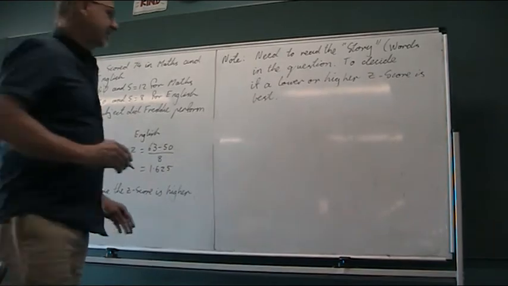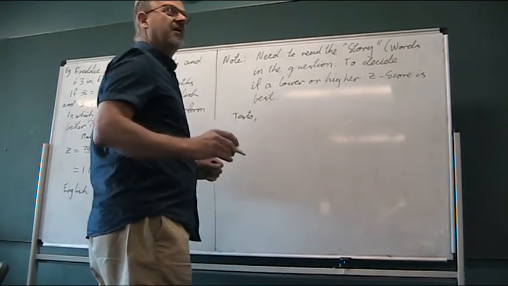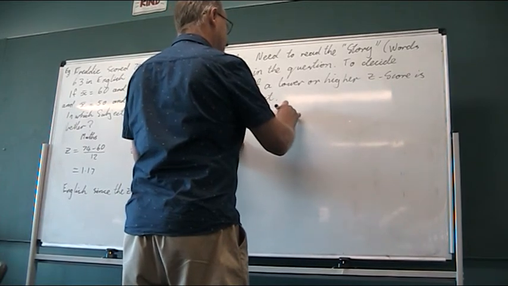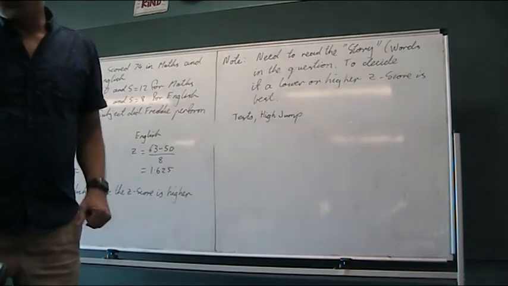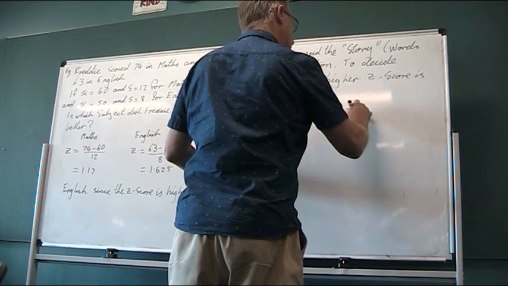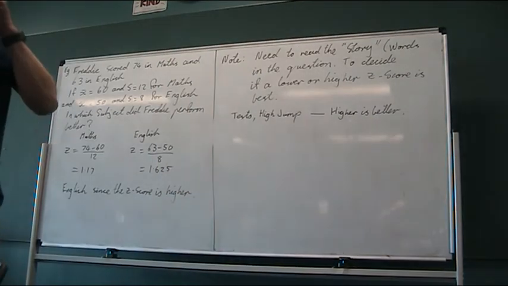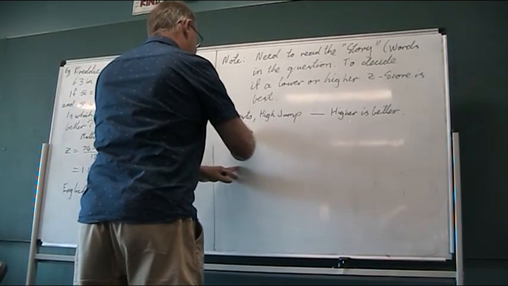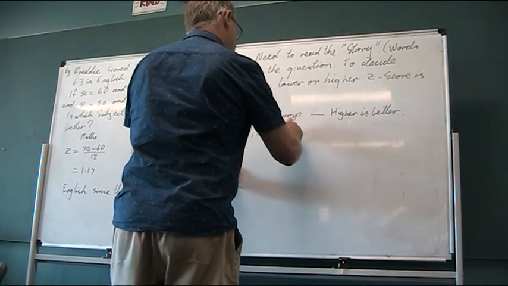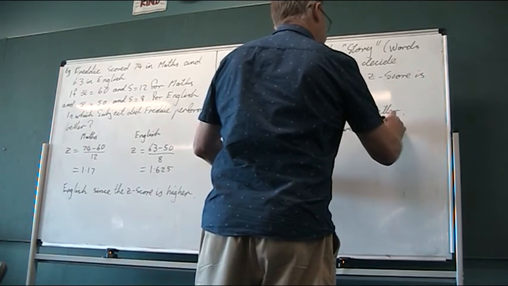And things like tests. Let's say high jump is another example where high is better. All sorts of things like that. For those sorts of things, higher is better. And things like race times or golf, lower is better.